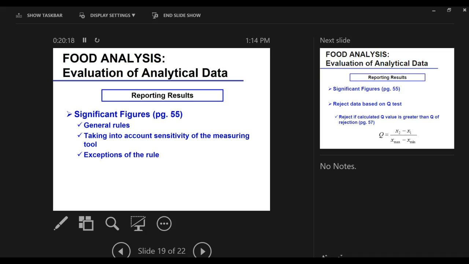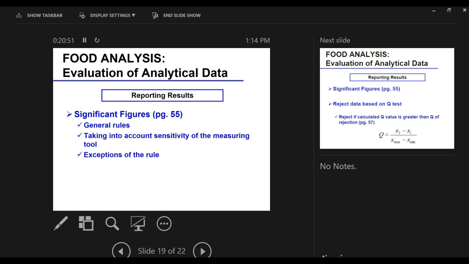Okay, so how should I report this value? How many significant figures? What about this? 1. So it just reads as this. What happened now? What happened to the sensitivity of my method? It reduced it tremendously. I cannot detect a small change anymore if I'm going to round it that way.